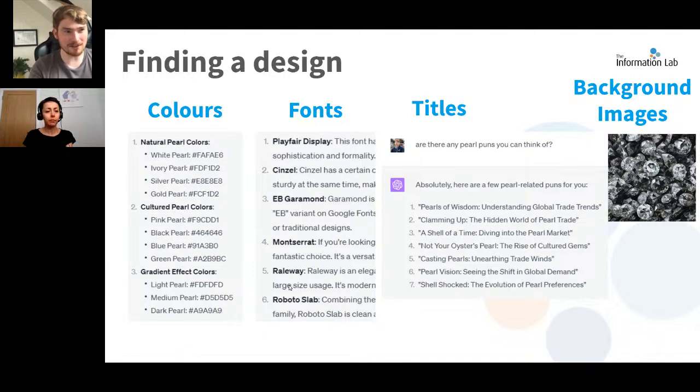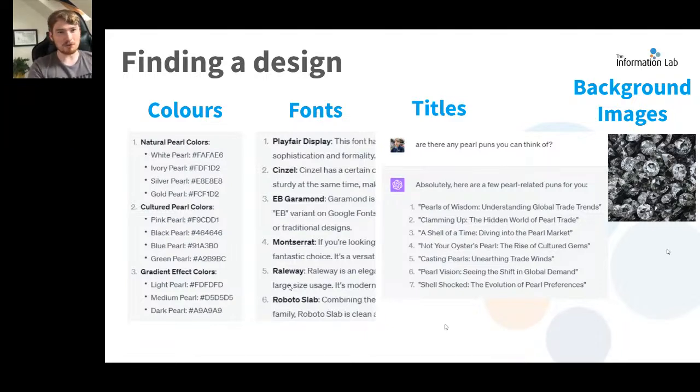So I had a bit of a play around with these, asking for any ideas of pearl puns. It comes up with quite fun ones like pearls of wisdom, clamming up. But lastly here was shell shocked. So that's where my title came from in the end, that pearl-like pun going on here. And lastly, I didn't write off Midjourney completely, but it's quite useful for standard background images.